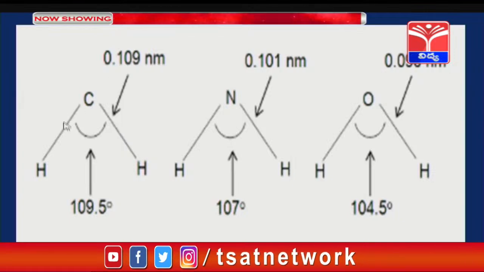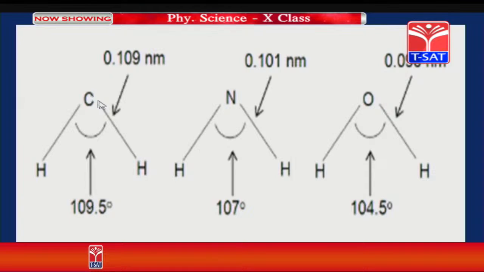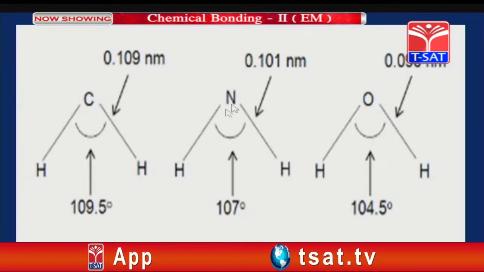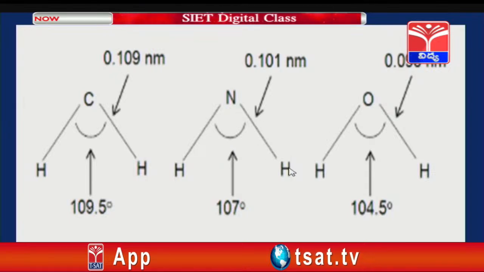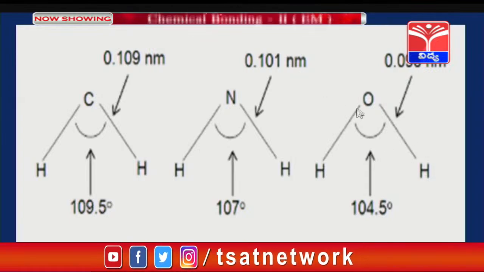So, in this picture you can see this is a methane molecule. Here the bond length between the carbon and hydrogen is 0.109 nanometer, and in the ammonia molecule the bond length between the nitrogen and hydrogen atom is 0.101 nanometer, and in the water molecule the bond length of the oxygen and hydrogen atom is 0.096 nanometers.